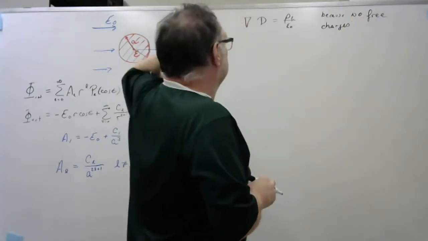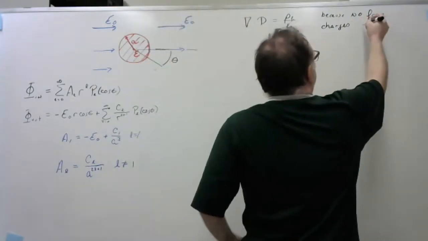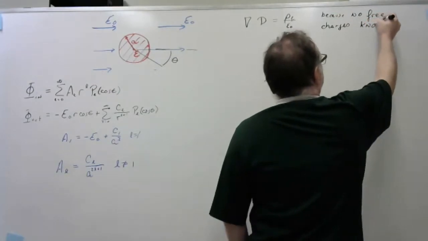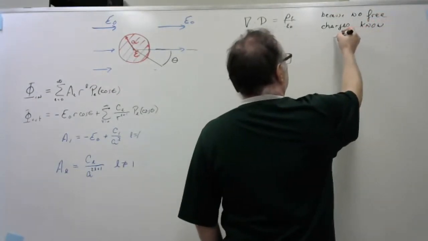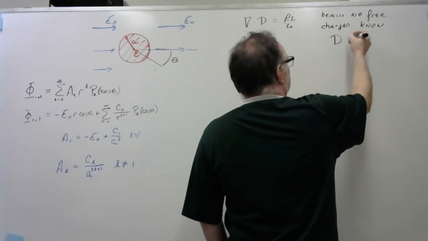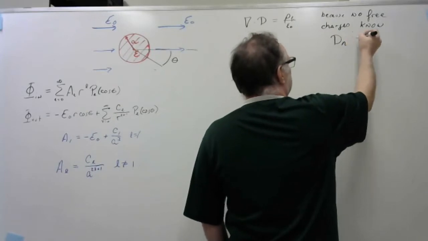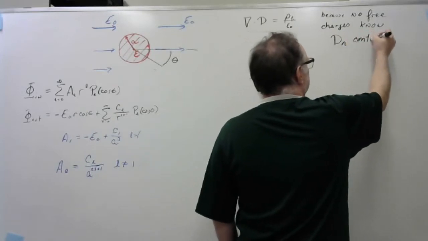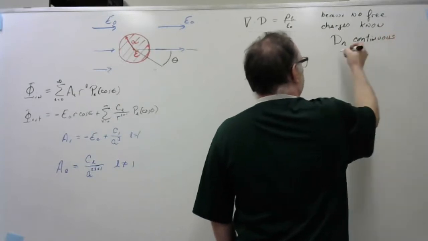All right. So there are no free charges. We know that the divergence field, the normal component, is continuous at the boundary.